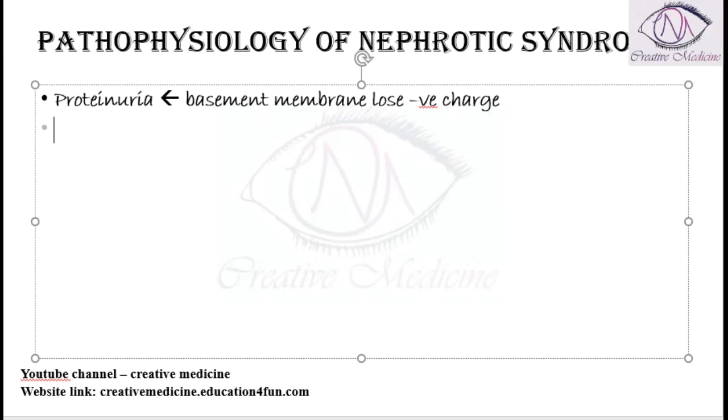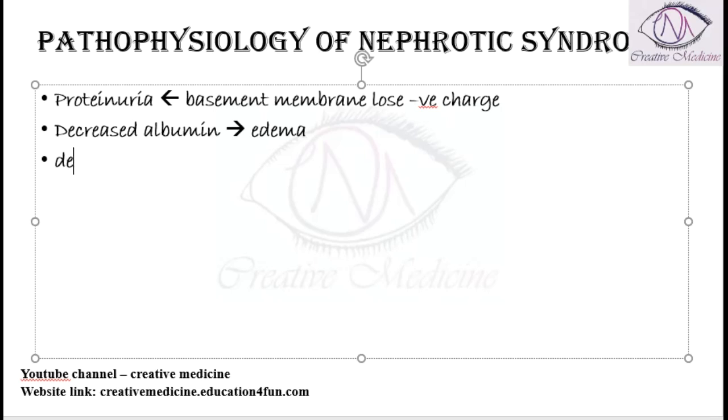The second, here there is decreased albumin. Decreased albumin is seen in nephrotic syndrome because albumin is lost in the urine, resulting in decreased albumin in the blood. This will result in edema. Because of decreased oncotic pressure, the patient develops edema.